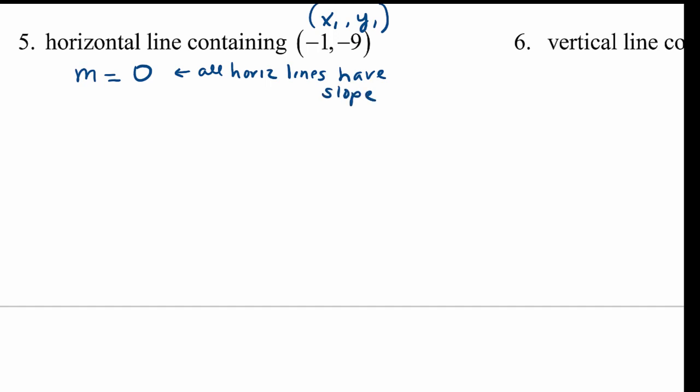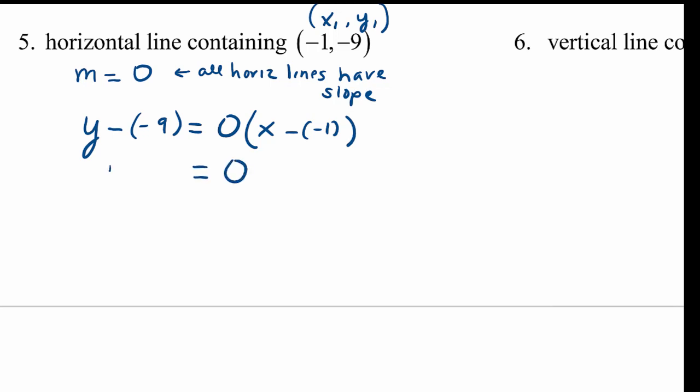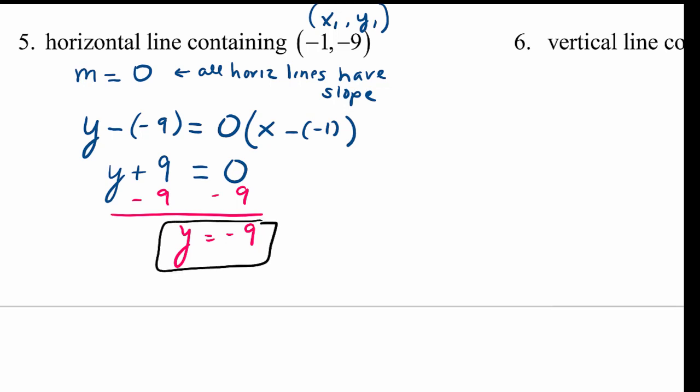And so now we get y minus a negative 9 equals 0 times x minus negative 1. Okay, but gosh, over here on the right-hand side, we just have 0, don't we? 0 times anything is 0, so we get 0 here, and then here we get y plus 9. And then subtracting 9 from both sides, we get y equals negative 9. And that looks like a horizontal line equation, doesn't it? Because those are the equations that are y equals a number.